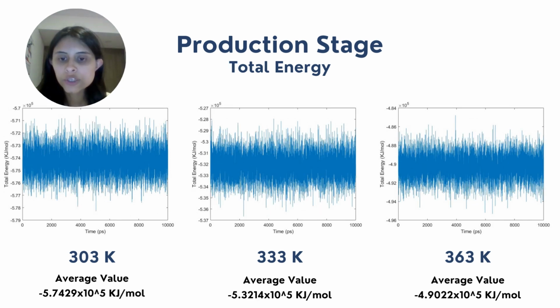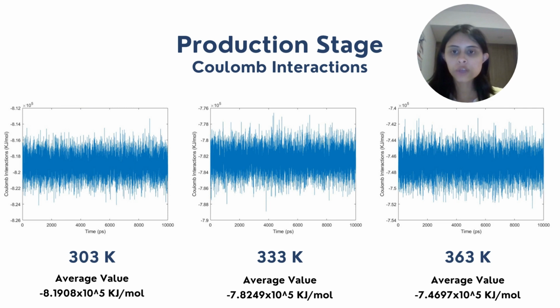The total energy is the sum of the kinetic and potential energy. It is seen through the graph how it has an oscillating behavior and it increases while the temperature increases too. The temperature of 363 Kelvin has the biggest total energy, which means that there will be more movement in the molecules. In terms of the molecular interactions, we are in the presence of Coulomb and van der Waals interactions.